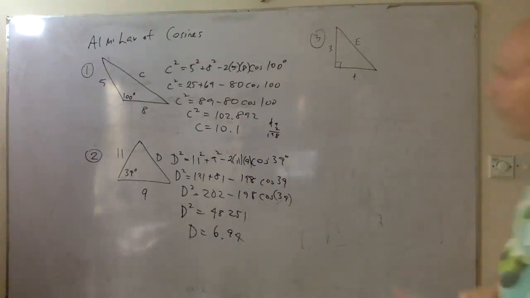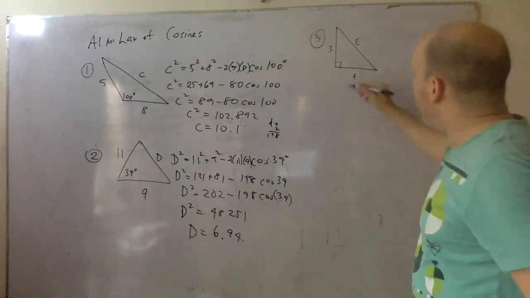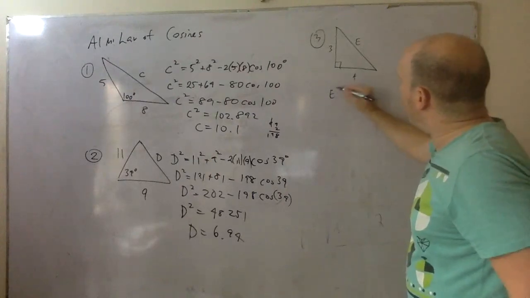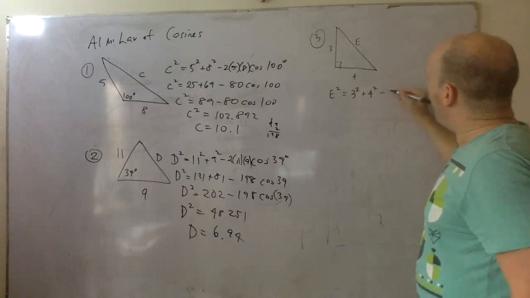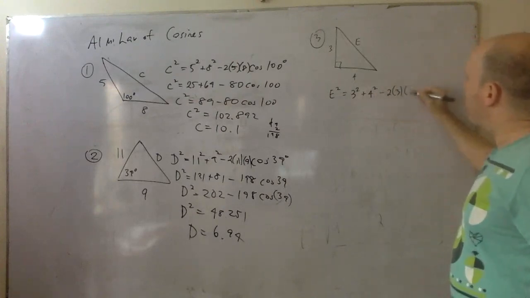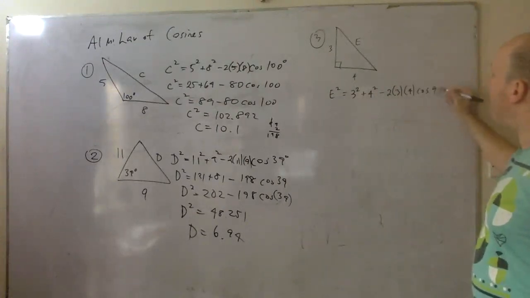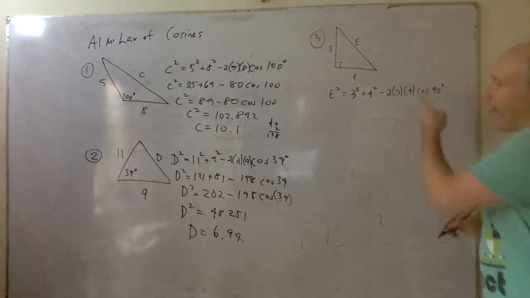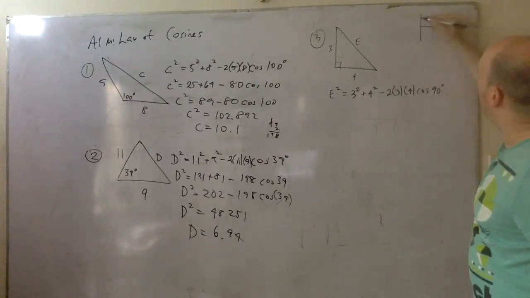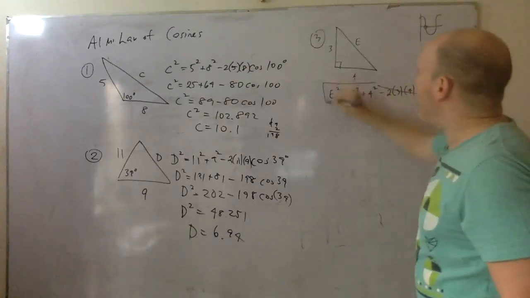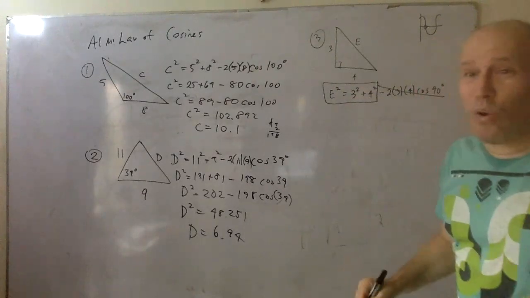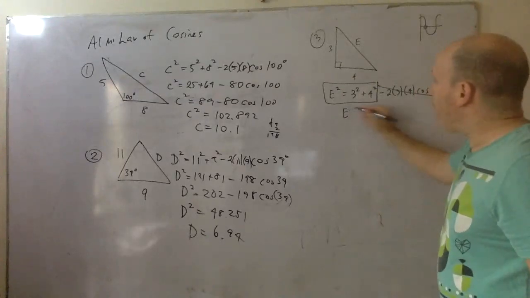So we have the formula for the law of cosines. E squared equals 3 squared plus 4 squared minus 2 times 3 times 4 times the cosine of 90. But what is the cosine of 90? It's 0. This goes out, and it's the Pythagorean theorem. It's kind of cool. So E equals 5.